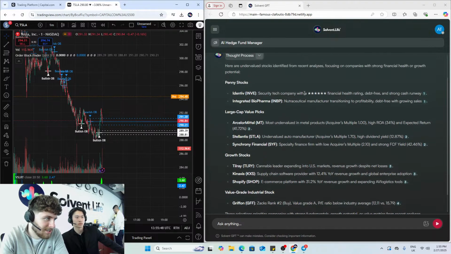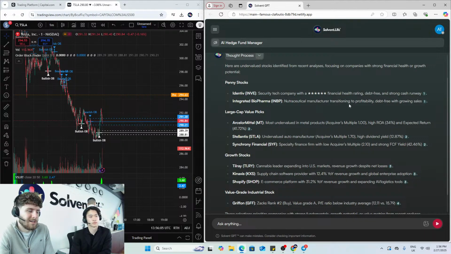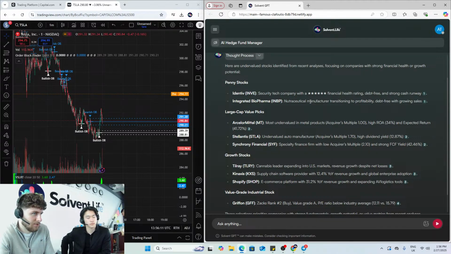So a security company, and this is Identiv, with a 6-star financial health rating. It's debt-free and it has a strong cash runway. Wow, that would be very interesting to look at. Integrated biopharma, a nutraceutical manufacturer transitioning to profitability, debt-free with growing sales. That's interesting. I'm not sure what nutraceutical is. That maybe nutritional?